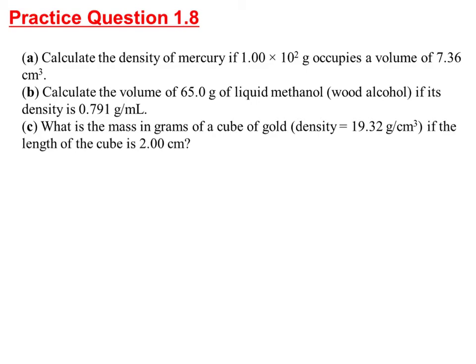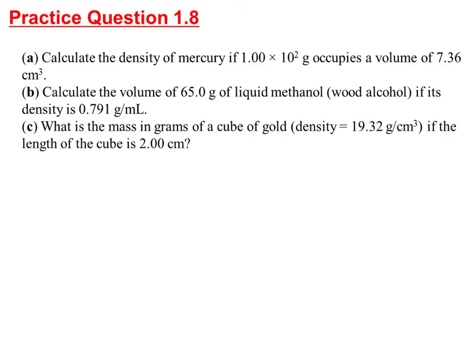So if we use the density equals mass over volume equation and solve for volume, we get volume is equal to mass divided by density. Once again, we can take 65.0 grams, divide that by the density, 0.791 grams per milliliter, and what we get is 82.2 milliliters. We have three significant figures because we have three significant figures for the mass and three for the density, so we take the least number of significant figures.